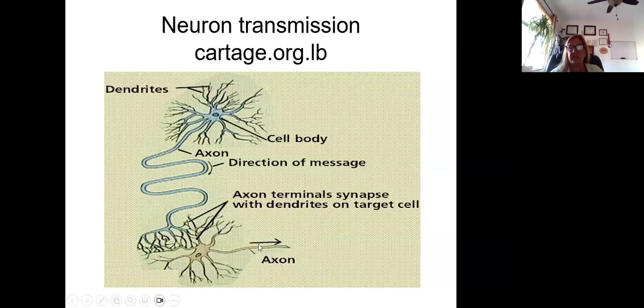Here's a picture of how they're transporting information. Here's your cell body. These dendrites, there are multiple of them bringing information into the cell, and you can see they're highly branched. Here is your axon reaching out to the next cell, and your axon is communicating with the little highly branched dendrites.